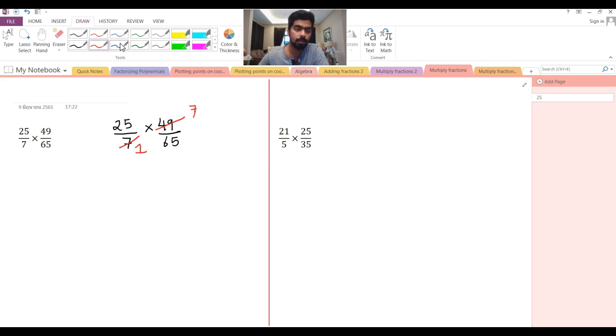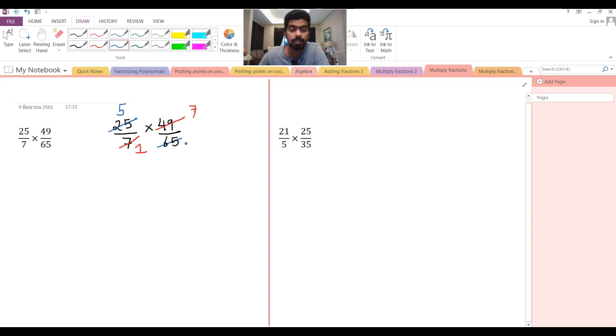Now let us see the next one. 25 and 65. What is the greatest common factor of 25 and 65? Since both of the numbers end with 5, for sure both can be divided by 5. So let's see. 5 multiplied by what gives us 25? We know that 5 times 5 gives us 25, and 5 multiplied by what gives us 65?